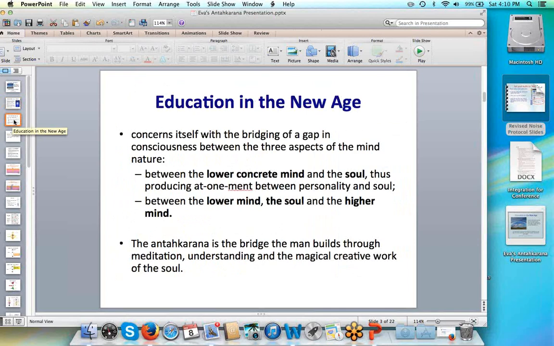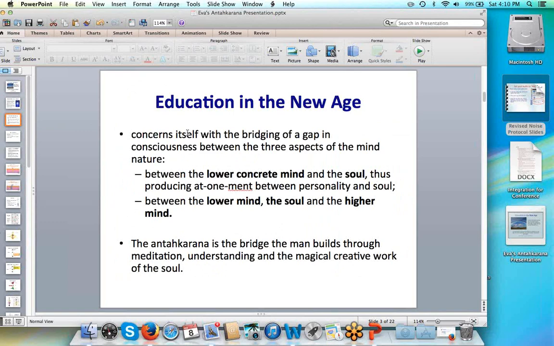So working in the New Age with the Antahkarana concerns itself with bridging, and there's that word again, bridging a gap in consciousness between the three aspects of mind. And what are those three aspects of mind? Some of you already know all of this. I know it's repetitive for those of you that do know. Some of you might be new to this information, so we'll go through it.